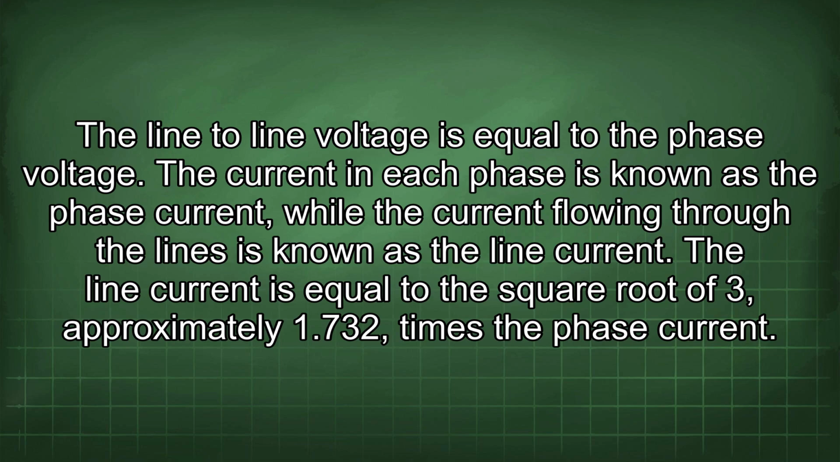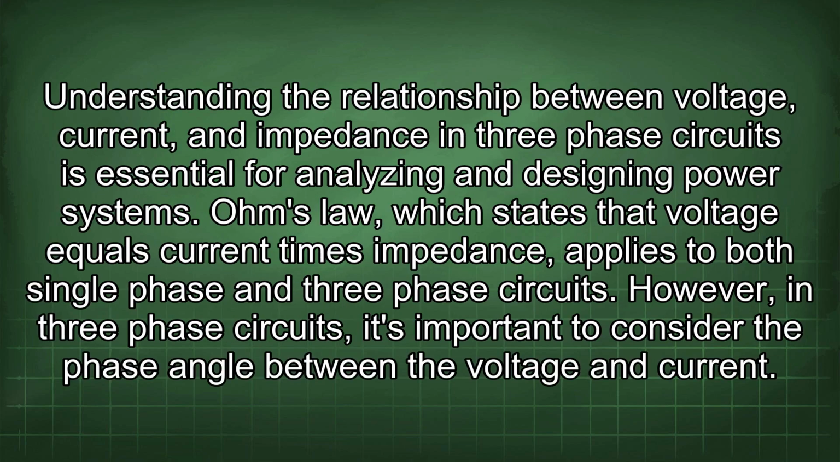The current in each phase is known as the phase current, while the current flowing through the lines is known as the line current. The line current is equal to the square root of 3, approximately 1.732 times the phase current. Understanding the relationship between voltage, current, and impedance in 3-phase circuits is essential for analyzing and designing power systems. Ohm's law, which states that voltage equals current times impedance, applies to both single-phase and 3-phase circuits. However, in 3-phase circuits, it's important to consider the phase angle between the voltage and current.